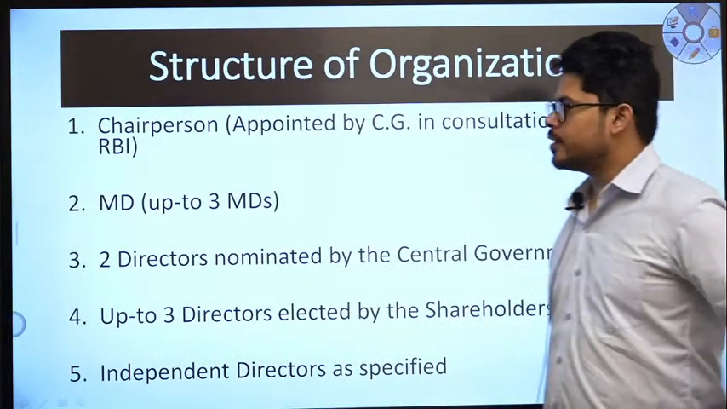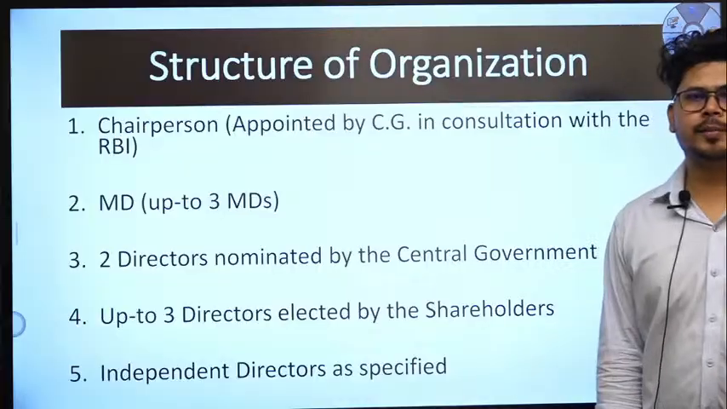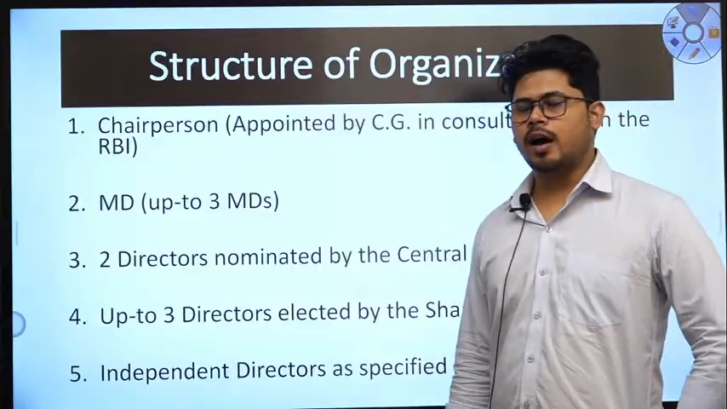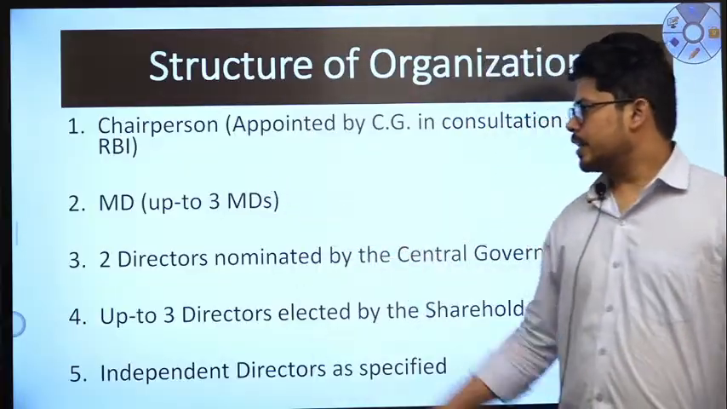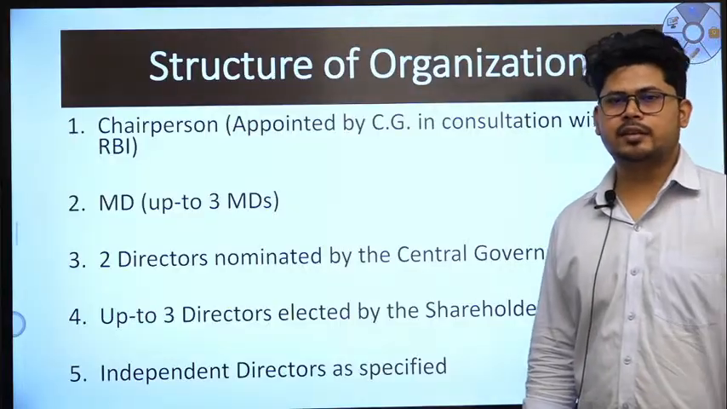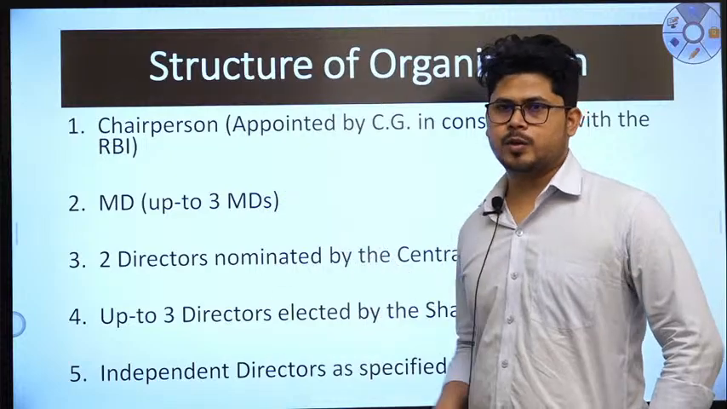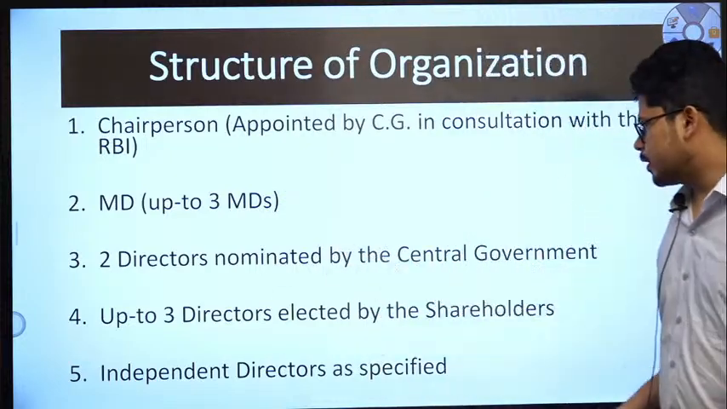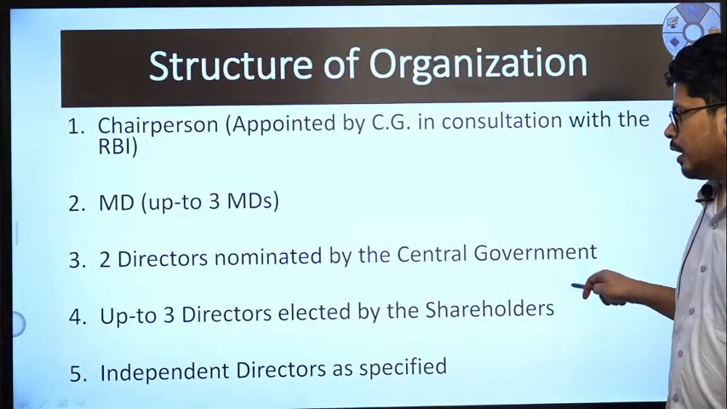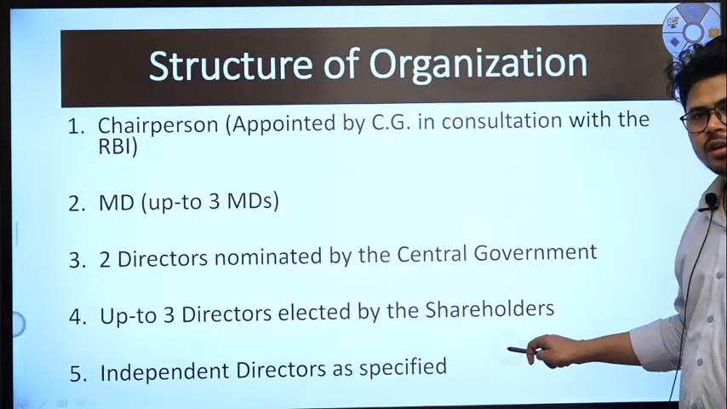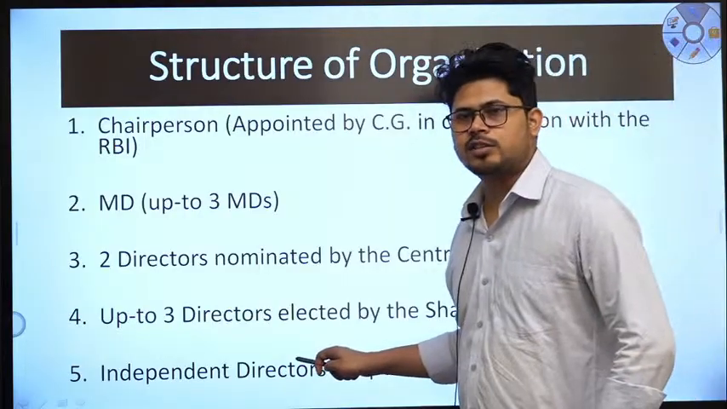Now what is the structure of the organization? The first one is the chairperson, appointed by the central government in consultation with the RBI. Second, there are up to 3 managing directors, again appointed by the central government in consultation with the RBI. Okay, 2 directors nominated by the central government. Okay, up to 3 directors elected by the shareholders.